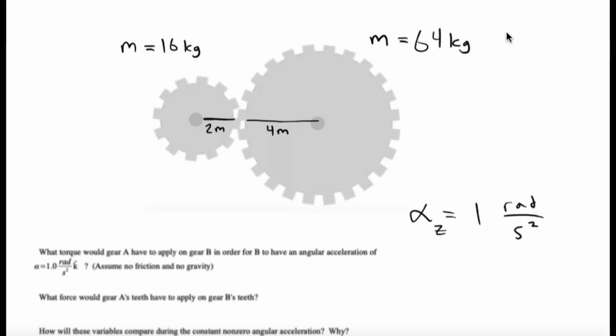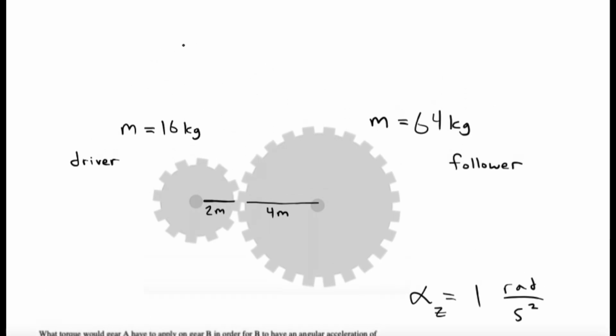Alright, so whenever you have a gear train like this, oftentimes you have a driver and a follower. So I'm going to designate the small gear in this case as the driver. This guy, the big one, could be the follower. And to make an analogy, it's like the case where we had a box pushing into another box.